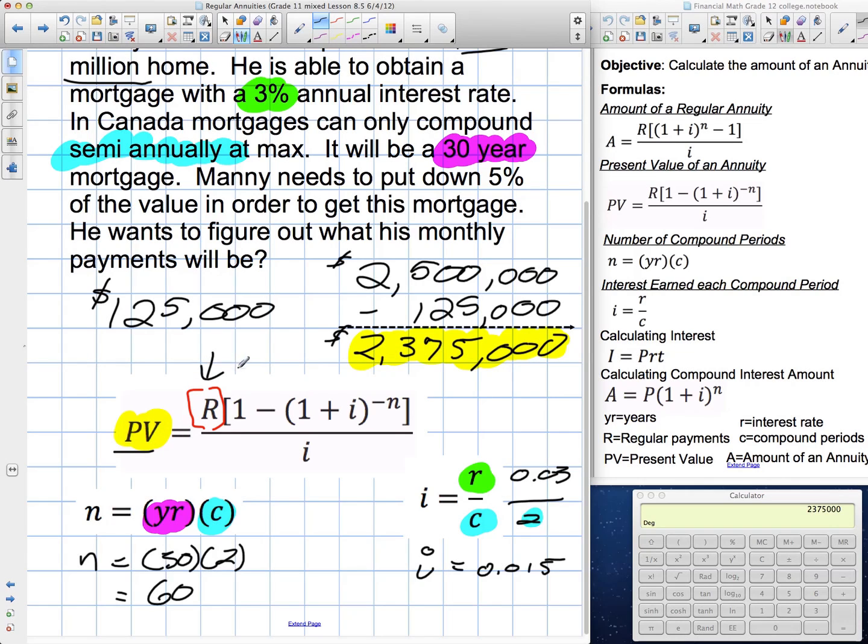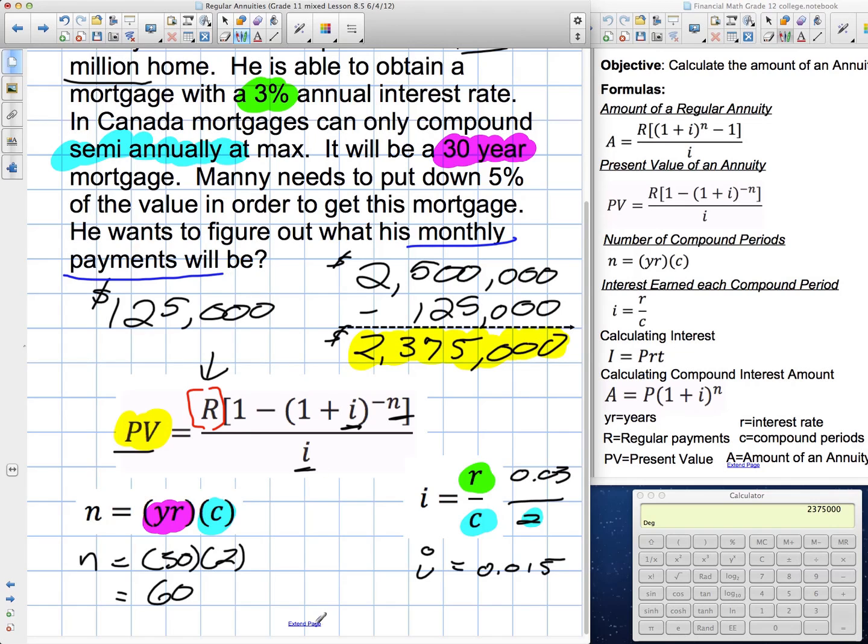Okay. So, what we've now figured out is present value. We know we're solving for R. We have values for I and N. We need to plug it in. But I do want to talk about one thing. Remember, this is the part that may get confusing to some of you. We're trying to figure out Manny's monthly payments.